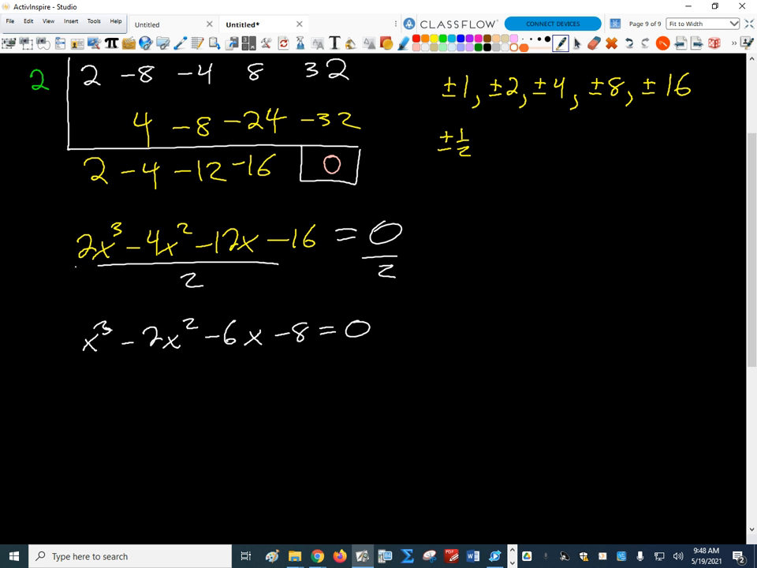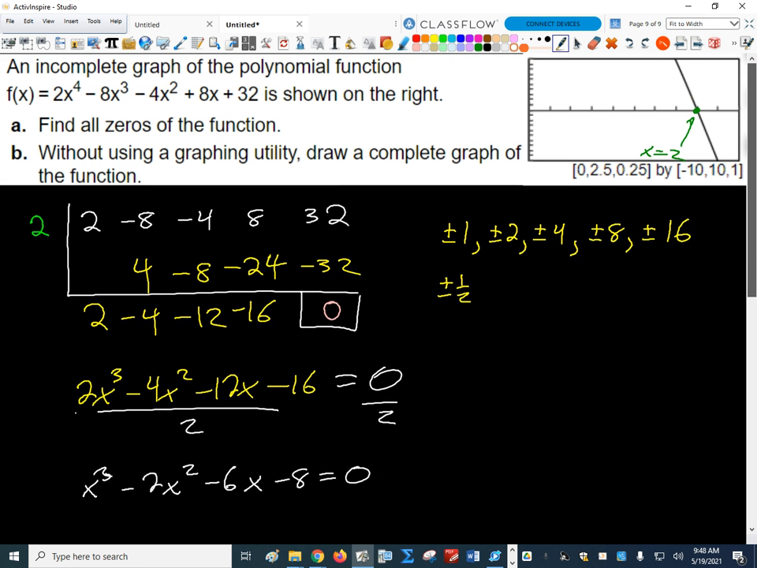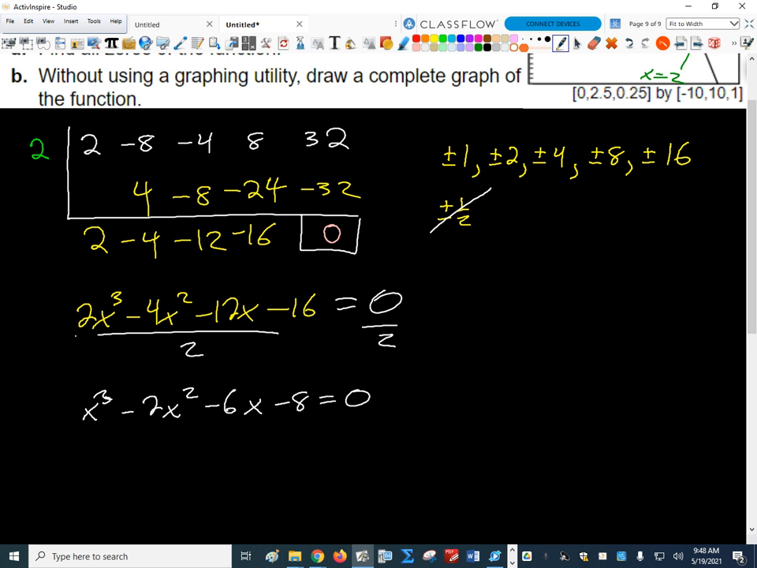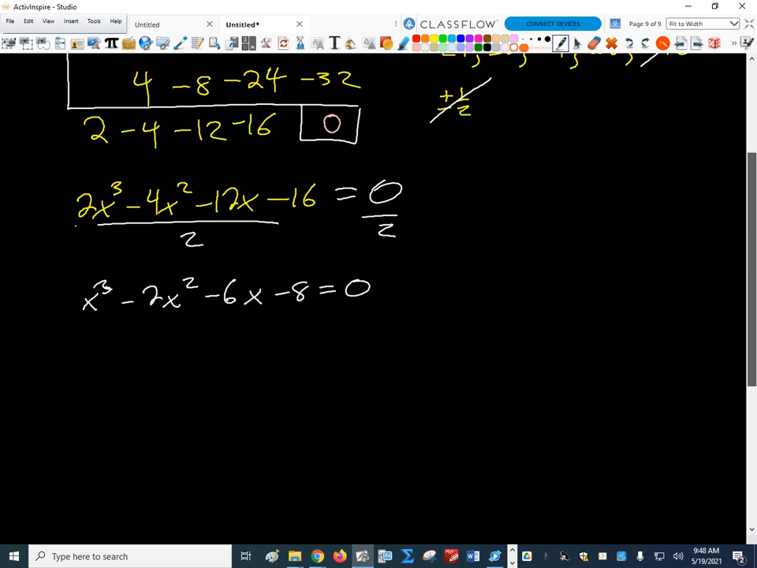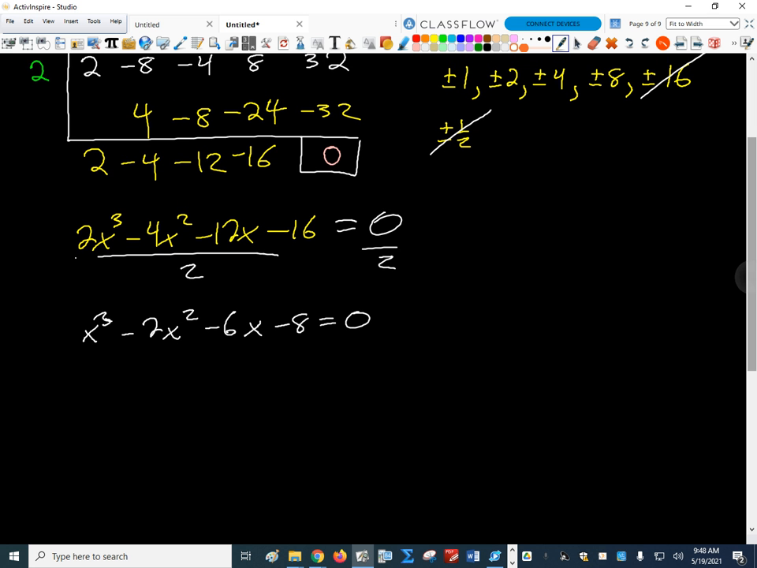So what does that cut off of our list? It cuts off the 1/2, which is nice. We don't want to have to deal with the 1/2. And it cuts off the 16, right? So it does shorten our list a little bit. Now we'd have to run these through synthetically and see which ones work. So we got 2 is one of them. Now we're going to find the others.